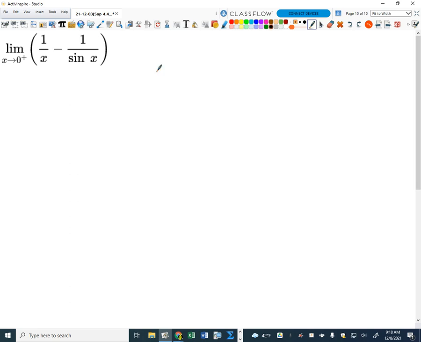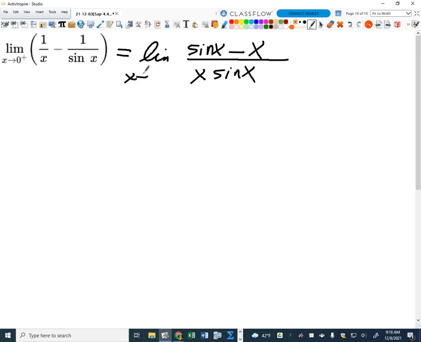Are we about out of time? So if I get a common denominator, I would just multiply this one by sine x over sine x. Multiply this one by x over x. And sure enough, what do we got now?